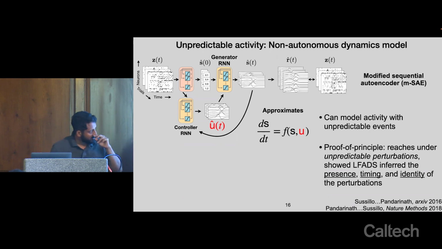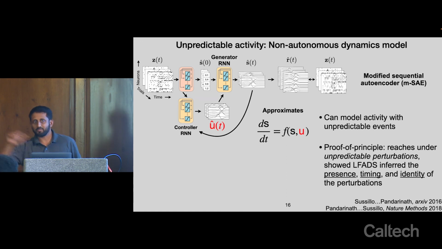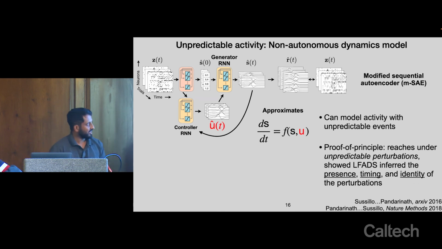And in our original Nature Methods paper, we showed this proof of principle that on data where there are unpredictable perturbations to the monkey's arm, LFADS could infer that they were happening, when they were happening, and roughly the identity, meaning different inputs for a perturbation of the arm to the right or up or down or to the left or those sorts of things. So kind of a proof of concept. Questions on this?